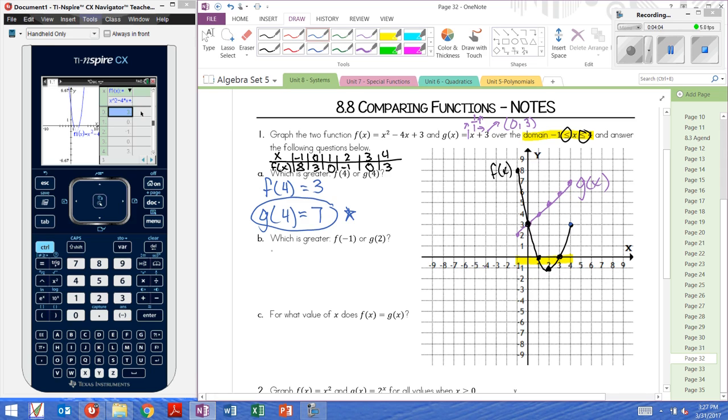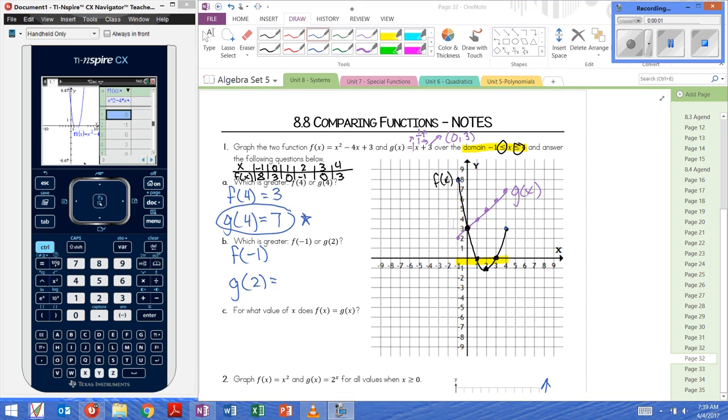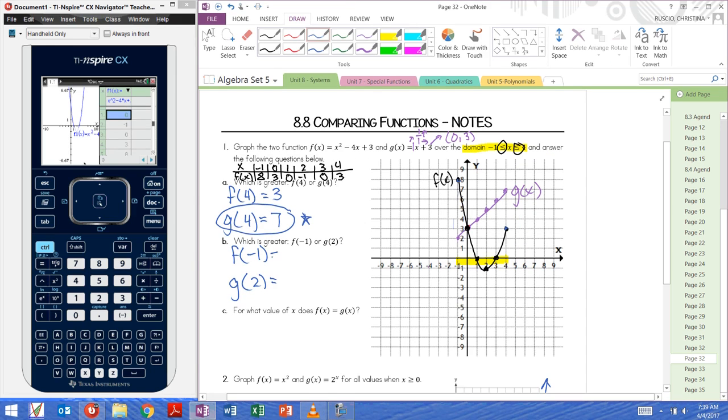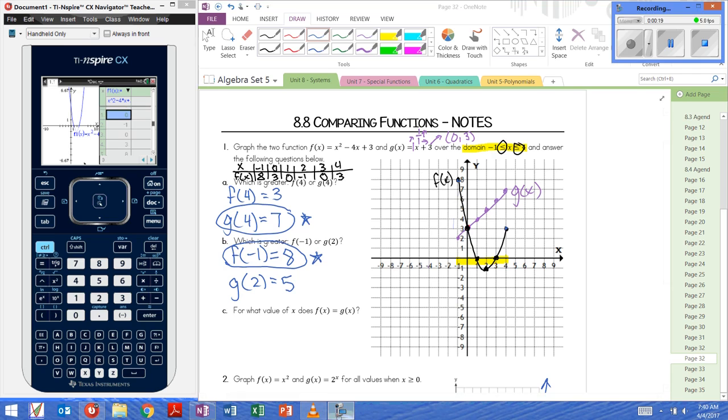Okay, part B, which is greater? Let's do the same thing here, except we're now just trying to figure out two different x values, f of -1 and g of 2. So f of -1 is 8, and g of 2 would be 5. So which is greater? F of -1, because 8 is greater than 5.